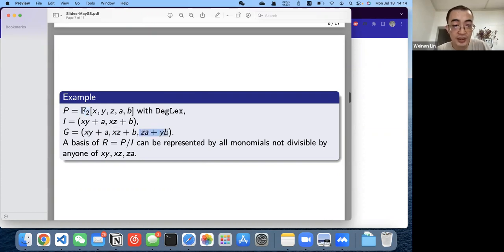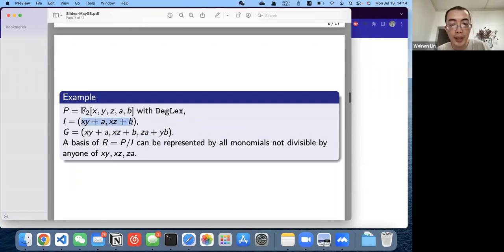And so, yeah, you have an additional element here, za. It is not divisible by xy, it is not divisible by xz, it is something new. You have a new leading monomial, and you need this for G to be a Gröbner basis.